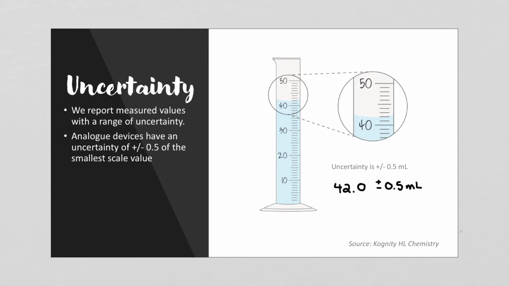So one rule of thumb is that you always report your uncertainty and your measured value in the same number of decimal places. So if the uncertainty is plus or minus 0.5 milliliters, then we need to report our volume as 42.0 milliliters. And the units will match. So you can include a milliliter here, but because of this, we don't need to.